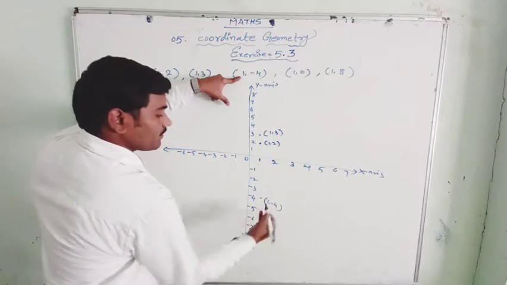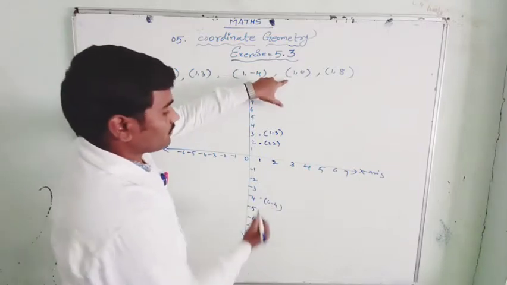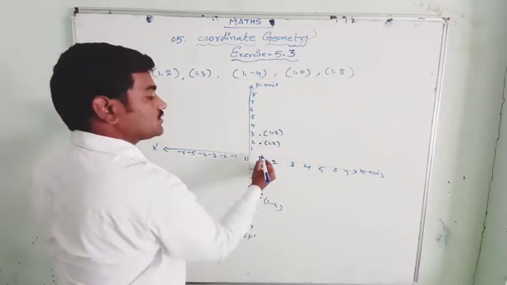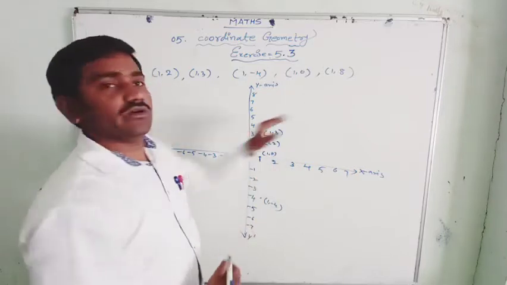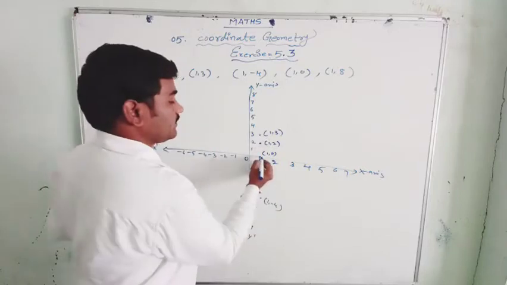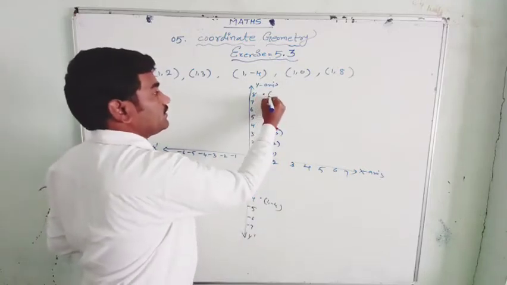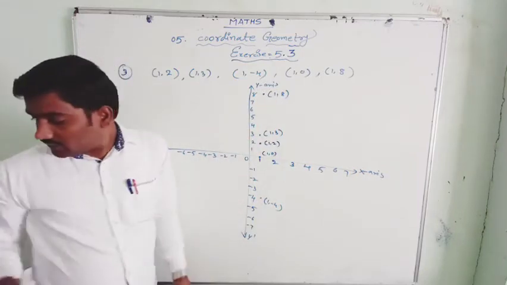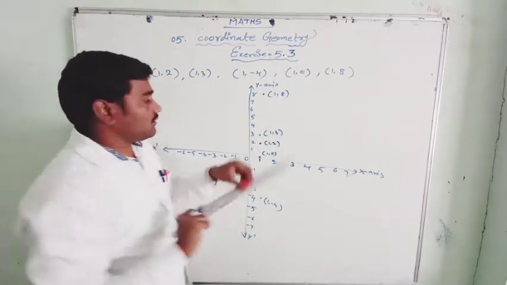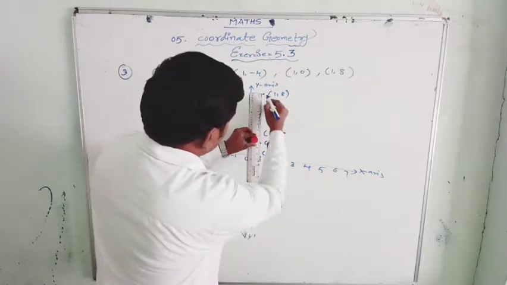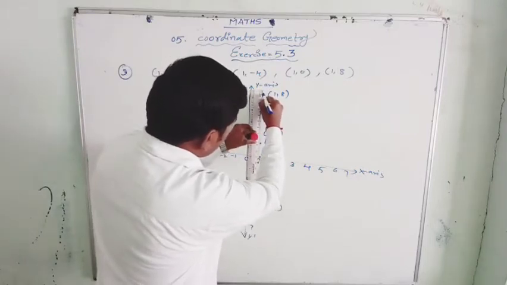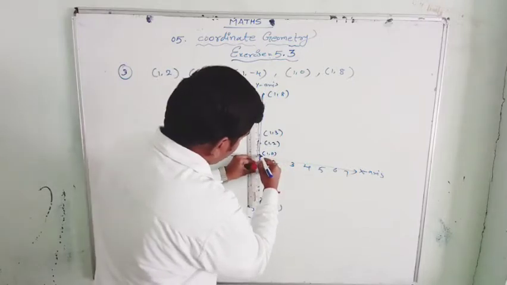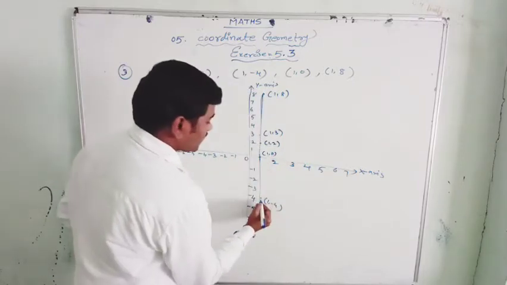1 comma minus 4 is here. Then 1 comma 0. Here x-axis value is 1, y value is 0. So 1 comma 0. Next value is 1 comma 8. 1 value and 8 value. Here 1 comma 8. And let's join this with a scale. We will be having a straight line.